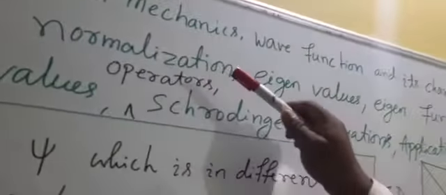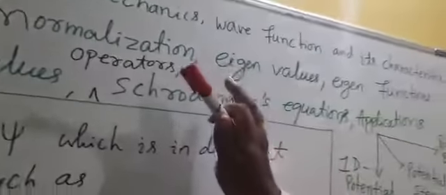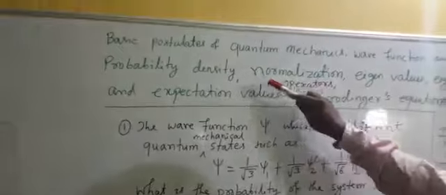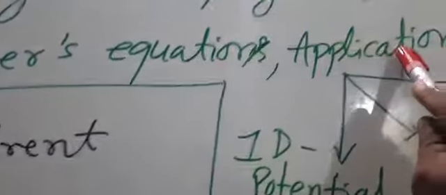I have sent the theory notes and also an audio clipping to help you understand the topics. Today we focus only on the problems related to the topics: probability density, normalization condition, eigenvalues, eigenfunctions, expectation values, operators, and Schrodinger equations. Schrodinger equations have three applications: one-dimensional potential well, potential step, and potential barrier.